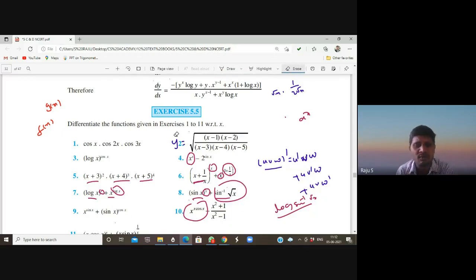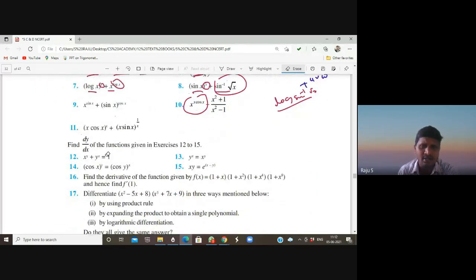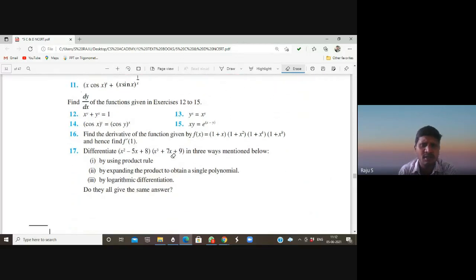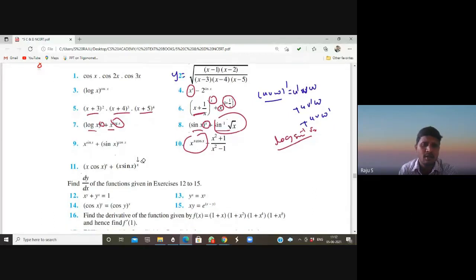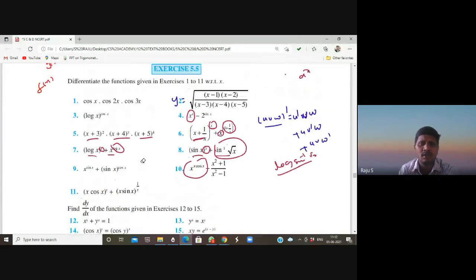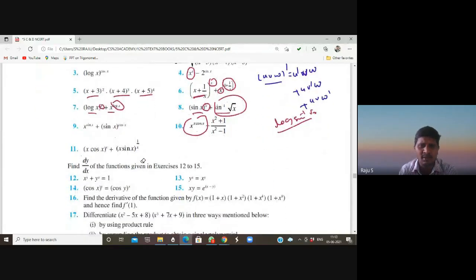So 9th question also, we must take log on both sides. 11th also we must take logarithmic on both sides. Even 12th, 13th, 14th, if you see all the questions, in all these cases we can apply log on both sides. Okay, we should apply logarithmic. So this is the logarithmic differentiation.